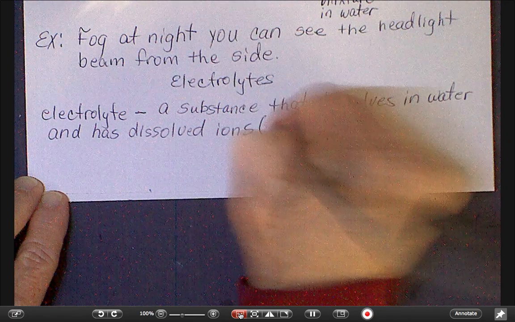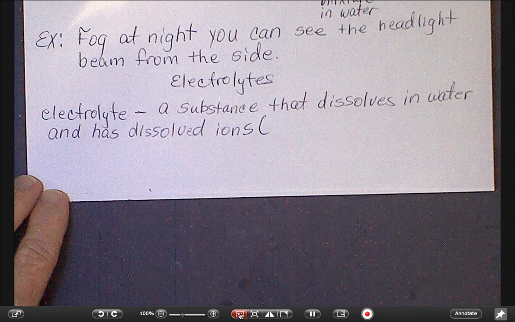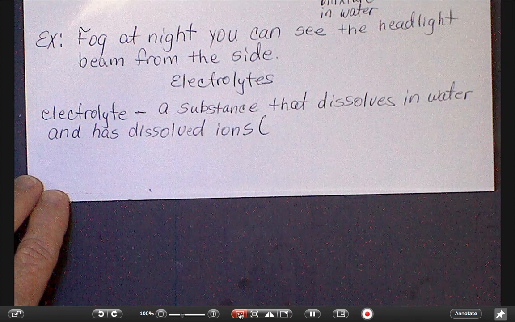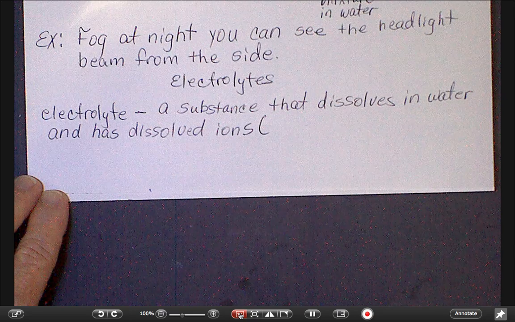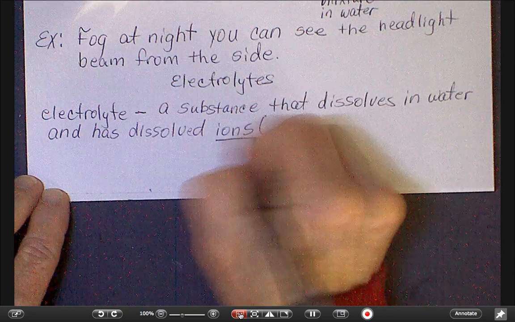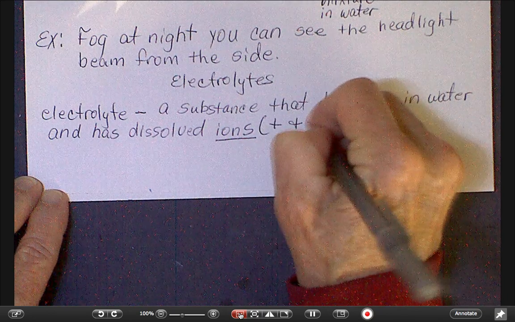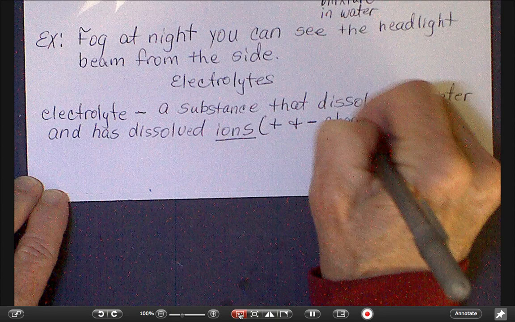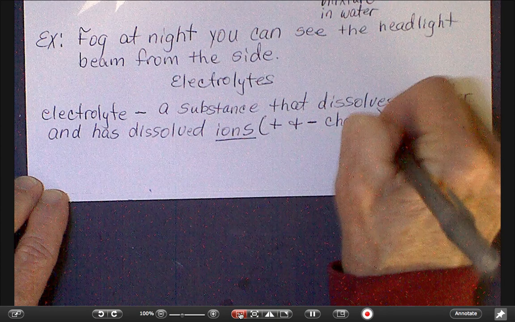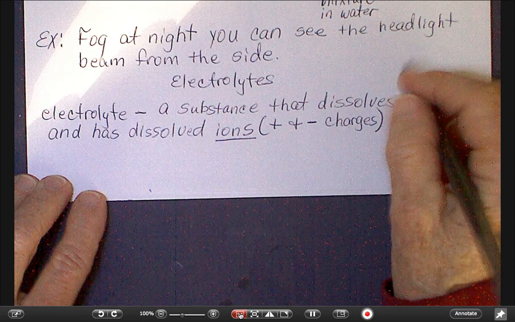What is an ion, kids? Going back to writing chemical formulas, ionic compounds. What did you always have to assign? Ions have what? Positive and negative charges. Okay? Floating in the water.